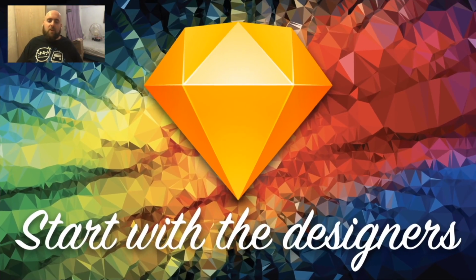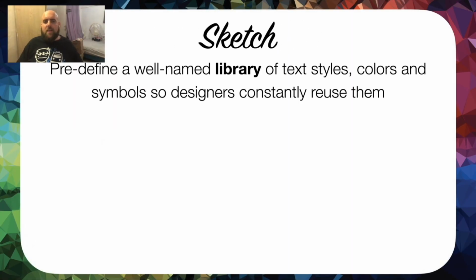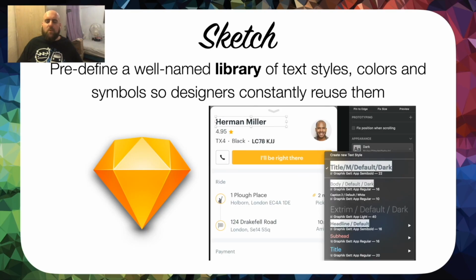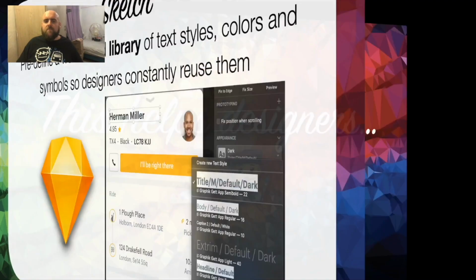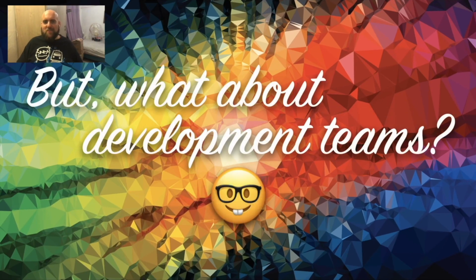We started with our designers because that's the source, basically. They reworked our entire Sketch library, had a well-named predefined library where we have named textiles, named colors, and everything figured out well. And that helped designers a lot. But what about us? What about developers and development teams?